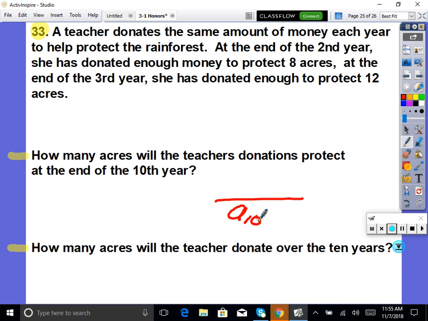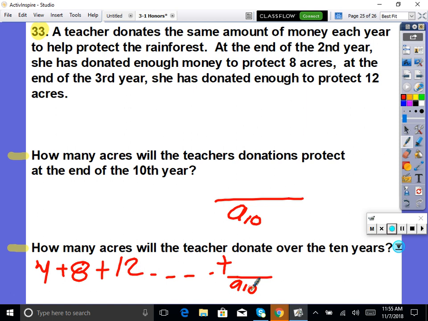Now what if they would have said it like this? How many acres will the teacher donate over the 10 years? Do you see how that one would now become, I got to sum up all those things. So now you'd be like, okay, instead of, I've got to do the sum. So it would have been 8 plus 12. But then our first year was 4, right? And then you would have to go through and say, up to a sub 10. So wouldn't I need to find a sub 10? Because then I need it for the formula. You need the last term. Okay, awesome.